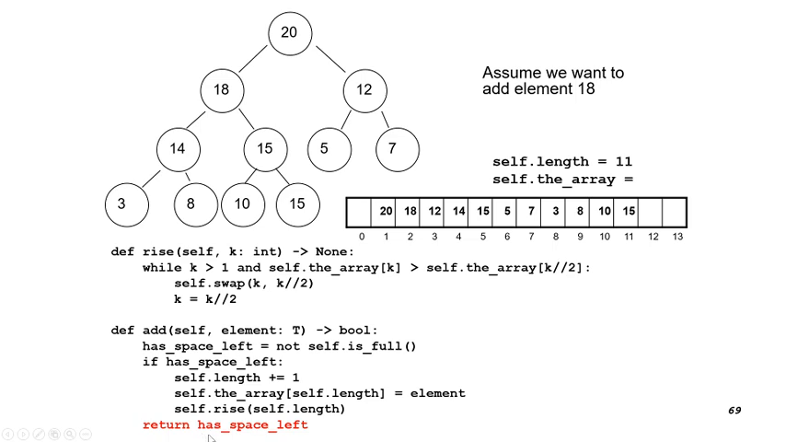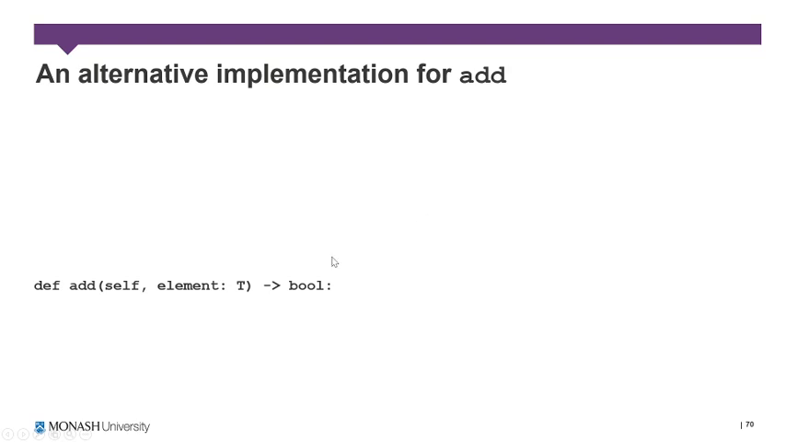It will return back to here, and then it will return whether there was space left, so basically to say whether it was successful or not. And in this case, obviously, it was successful to add the new element.